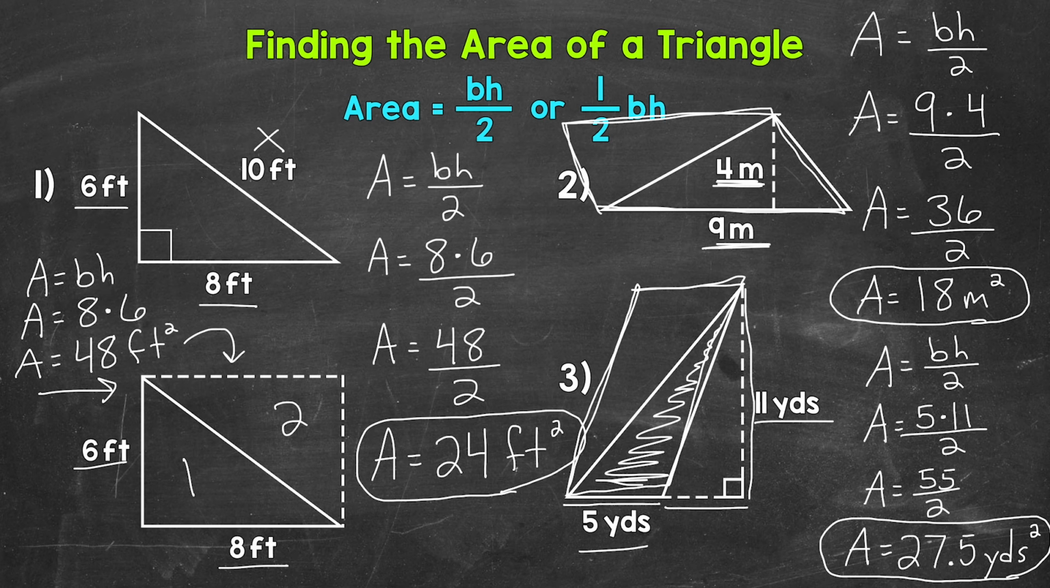So there you have it. There's how to find the area of a triangle. We can use the formula base times height divided by 2, or 1/2 times base times height.